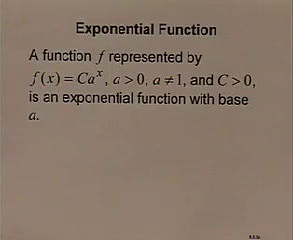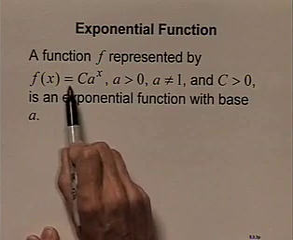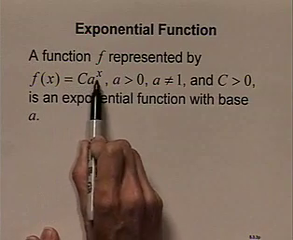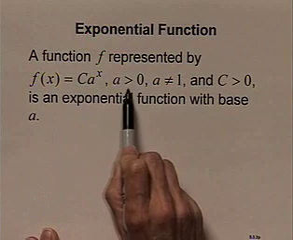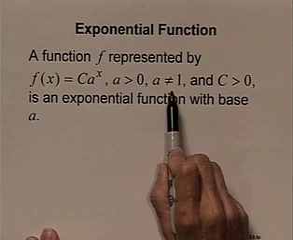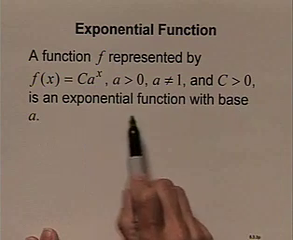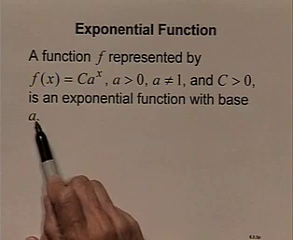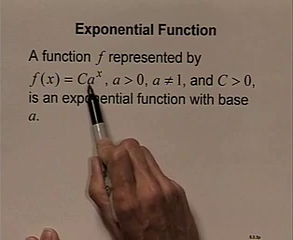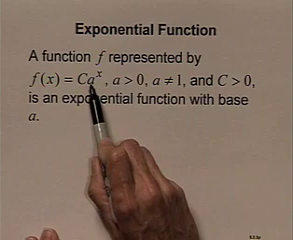Well, let's look at a general formula for an exponential function. A function f represented by f of x equals c times a to the x, where a is positive, bigger than 0, and not equal to 1, and c is greater than 0, is an exponential function with base a. That a is the base in the exponential function.